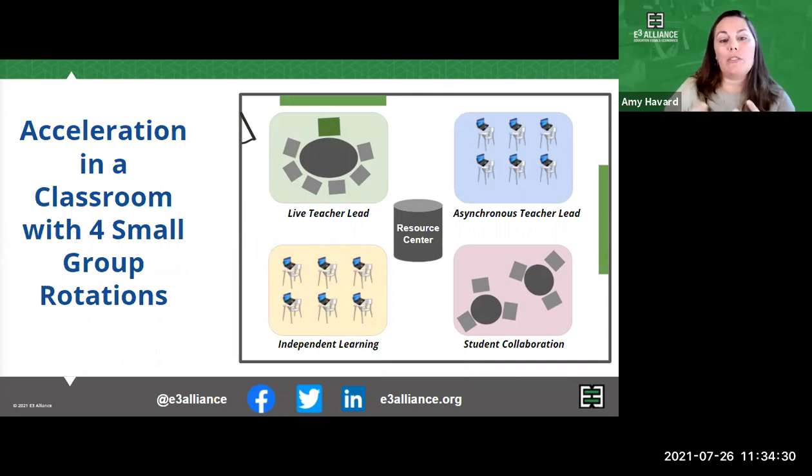Now, the second way we talked about, you might find opportunities within your own classroom for acceleration is by using small group instruction. So thinking about how you might structure your class with 4 small group rotations. And here's an example of what those rotations would be: a live teacher-led station, an asynchronous teacher-led station, a student collaboration station, and an independent learning station.